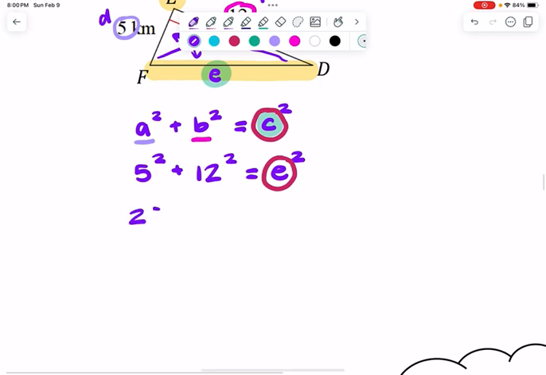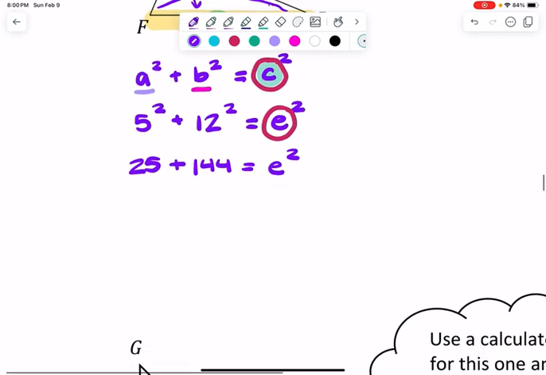5 squared, it's just 25. 12 squared, that's 144. And e squared, I can't do anything. Just like before when I'm solving equations, I'm trying to simplify each side before I do any other reverse operations. So I'm going to keep on going. 25 and 144, well, that's 169, which is e squared. Now, as I mentioned, we try to simplify as much as possible before we isolate our variable. And I can't do anything else on the left.